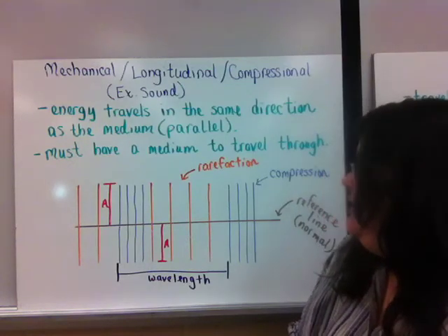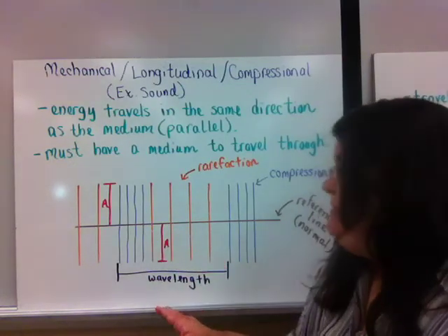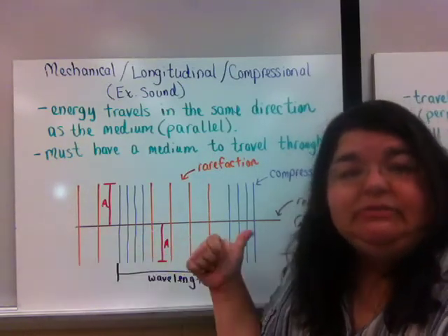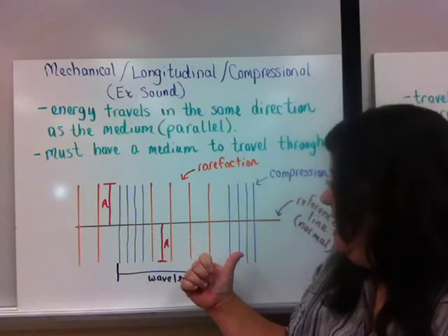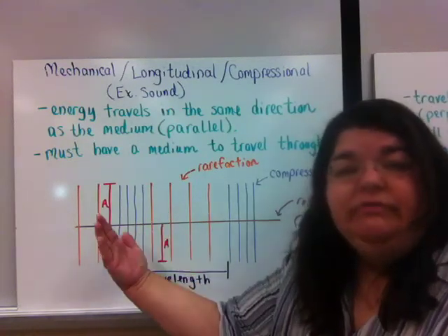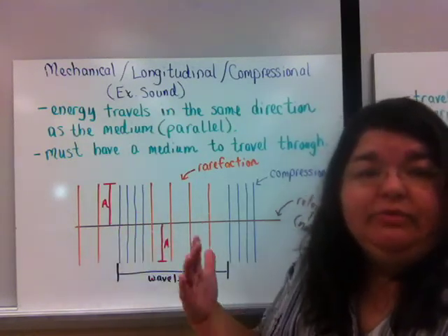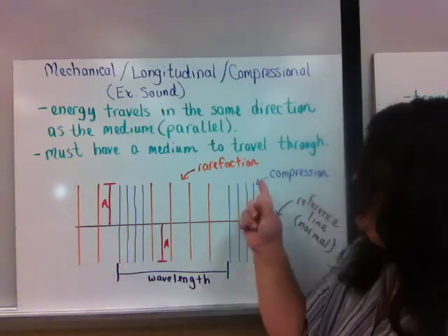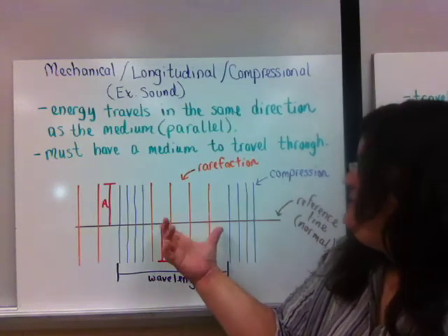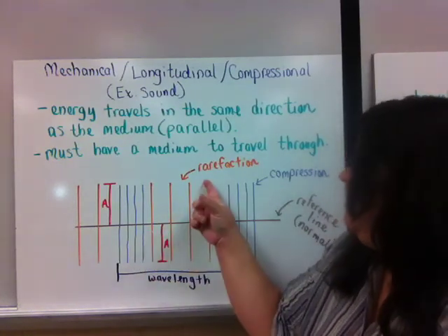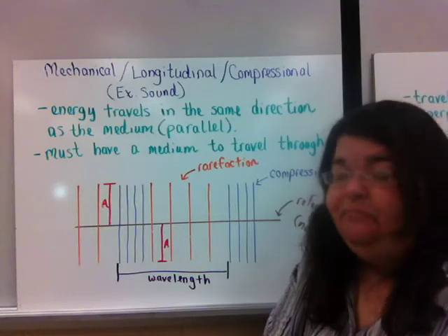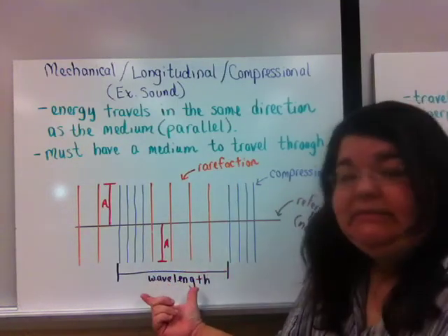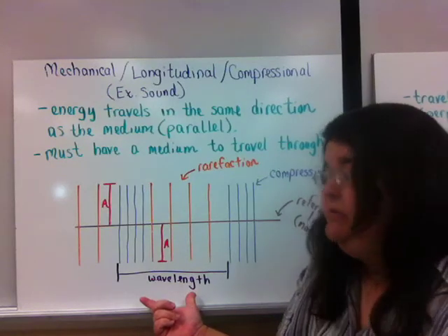Now, if you notice, this looks a little different from the other picture, because if we start over here on this end of the board, the energy is still coming towards us, but it's going to move the material in a back and forth motion. So sometimes the material will be pressed together. We call that a compression. Sometimes it will be separated and spread apart. We call that a rarefaction. Now, a compression and rarefaction together is called the wavelength of the sound wave.